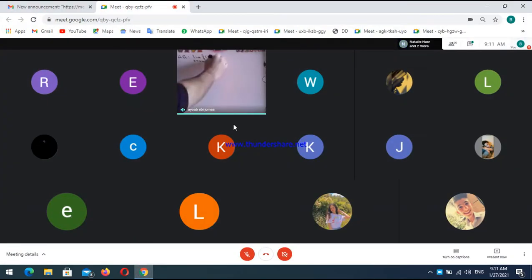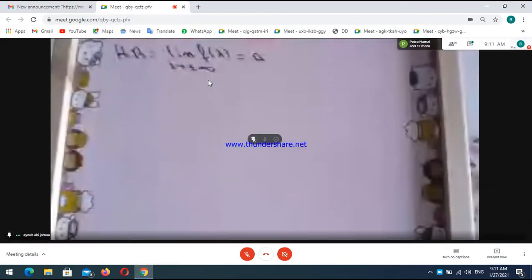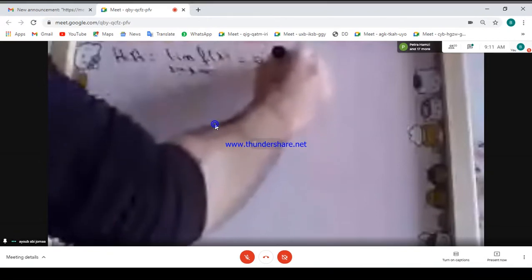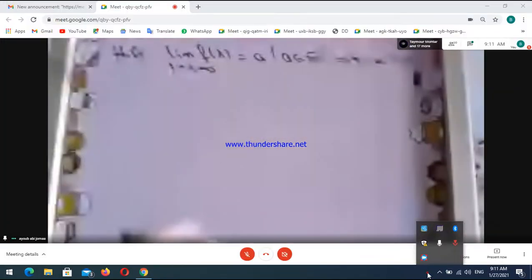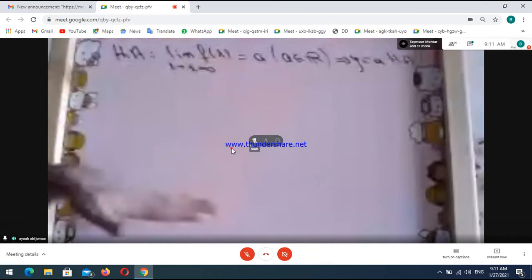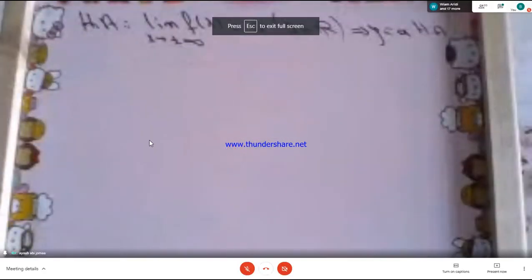If the limit as x approaches infinity is equal to a certain number a, where a is a real number, not infinity, then y equals a is a horizontal asymptote. Again, to remind you, a horizontal asymptote is parallel to the x-axis.